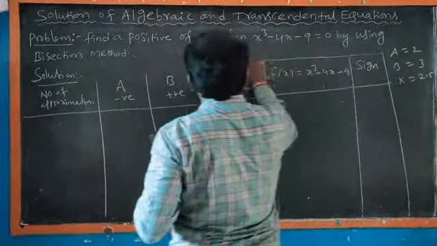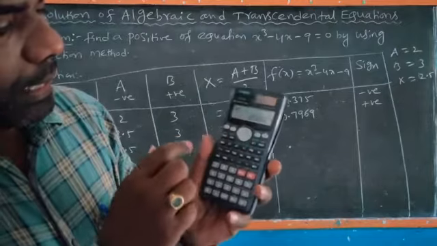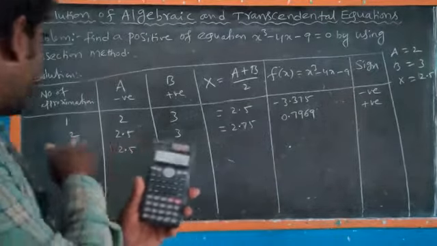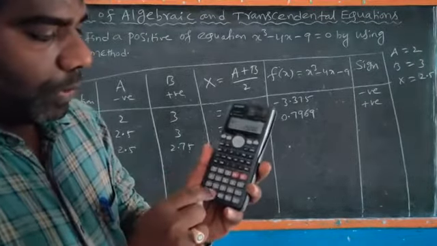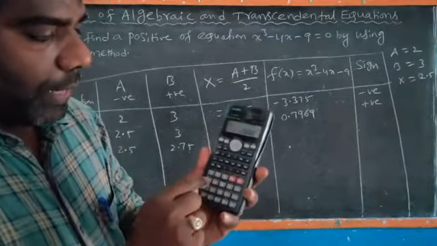Okay. Right. Next, go back. We get the formula of the bisection method. Then calc. What is a? The a value is 2.5. What is b?